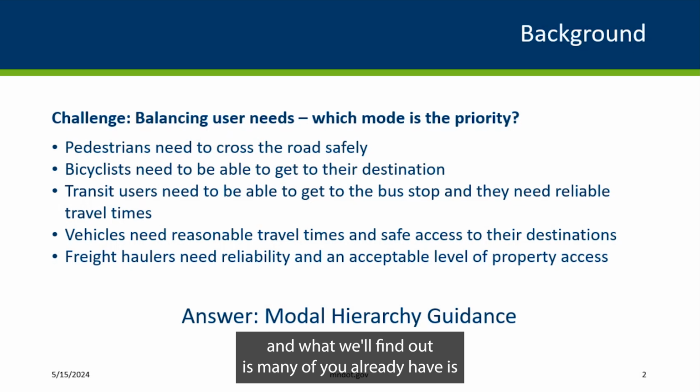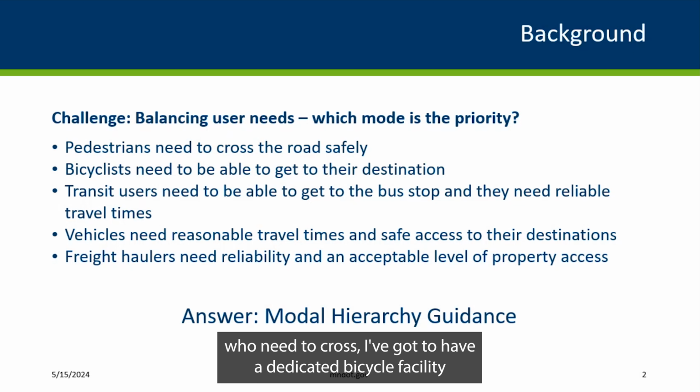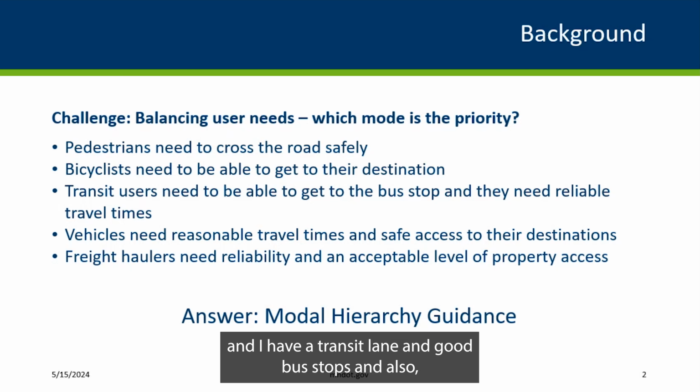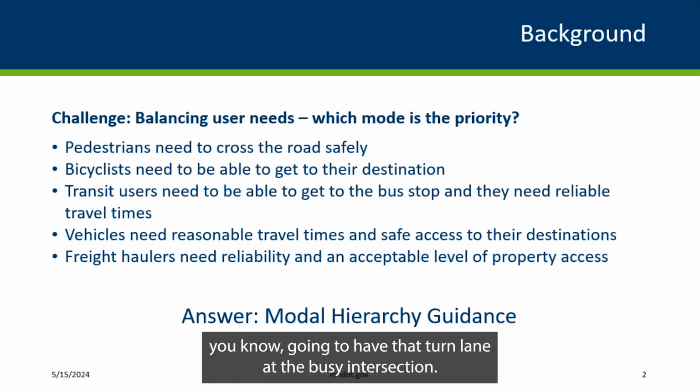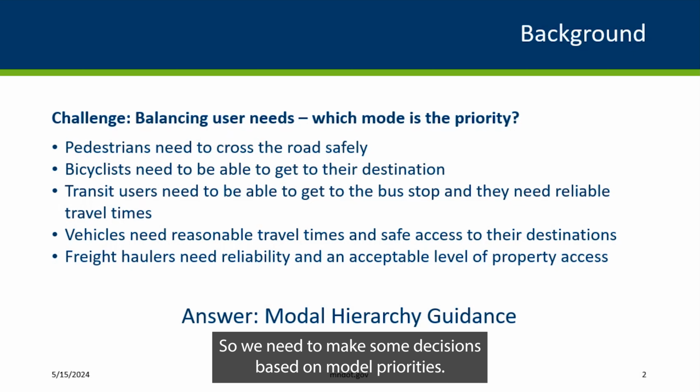What we'll find out, and many of you already have, is that it doesn't all fit. When you start to design something, you say, I've got to accommodate pedestrians who need to cross, I've got to have a dedicated bicycle facility, a transit lane and good bus stops, and also that turn lane at the busy intersection. It doesn't always all fit. So we need to make some decisions based on modal priorities.